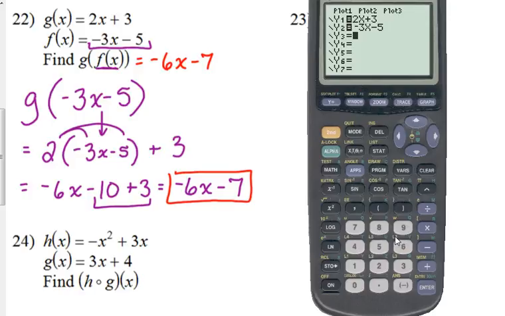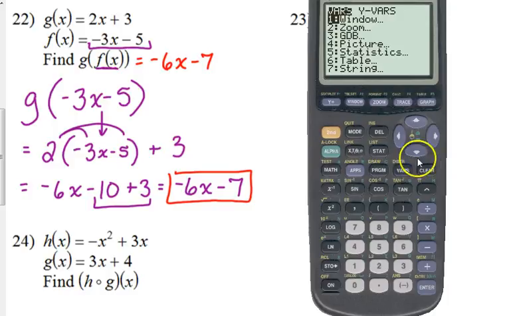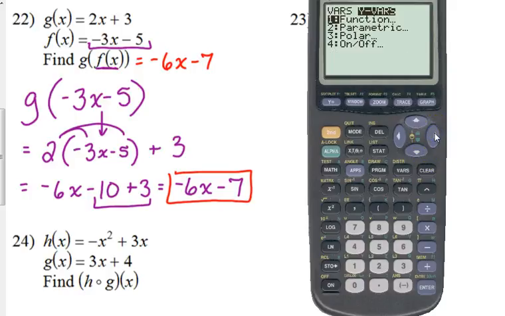In y3, what we're going to do is essentially put this composition notation in there, g of f of x, but you can't type that into your calculator like that. What we're going to do is go to vars, which is beside the clear button. Press vars, you go over to yvars, and you press enter, and you should see this list of y1, y2, y3, and so forth, and you press enter.